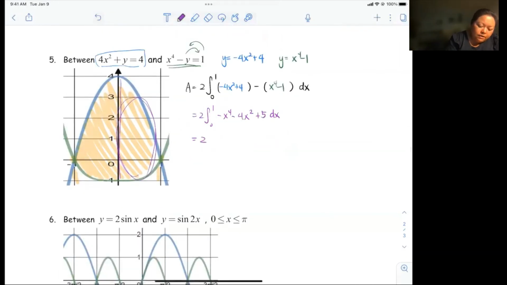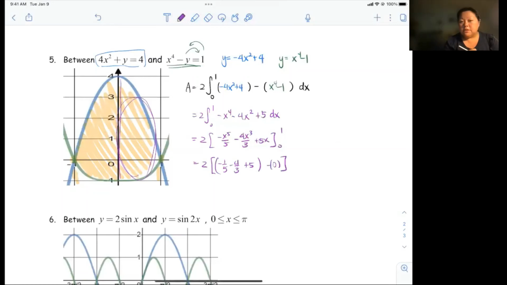So you have negative x to the 5 over 5 minus 4x cubed over 3 plus 5x, evaluated 0 to 1. Now again, this is a polynomial function, so we know we don't need to spend time plugging in the 0. We're going to get 0. So it's just plug in the 1, negative 1/5 minus 4/3 plus 5, right? And again, if you need to, just show yourself that minus 0 there.